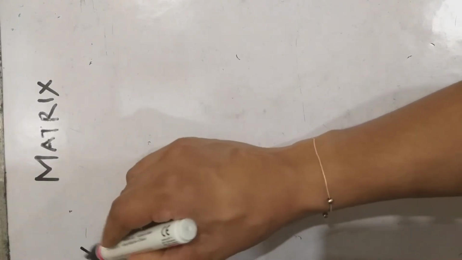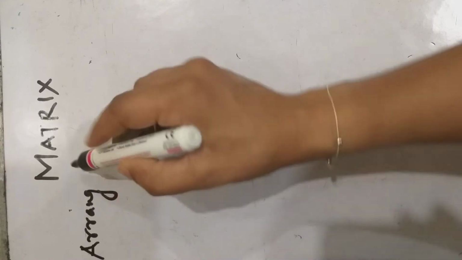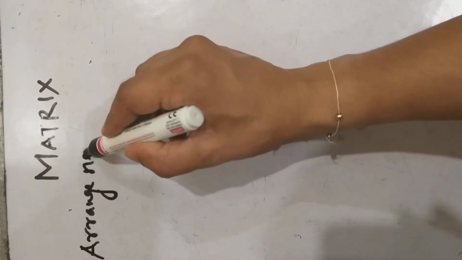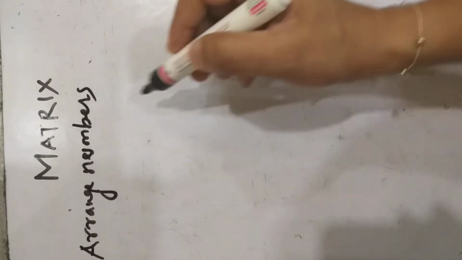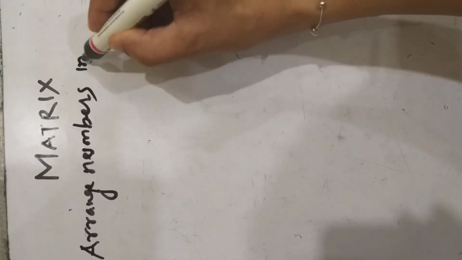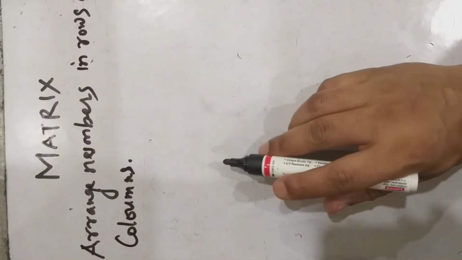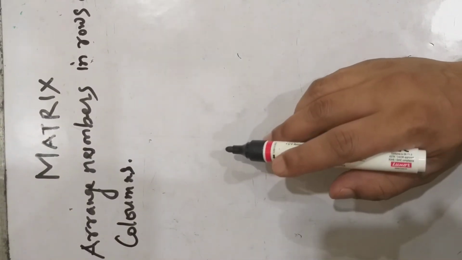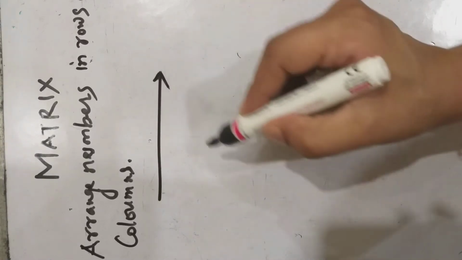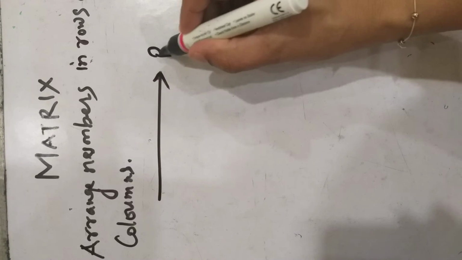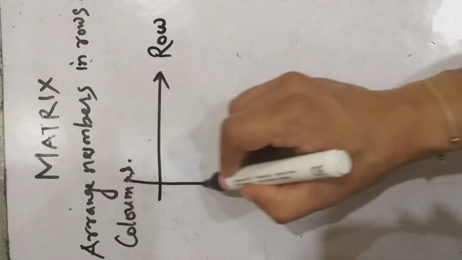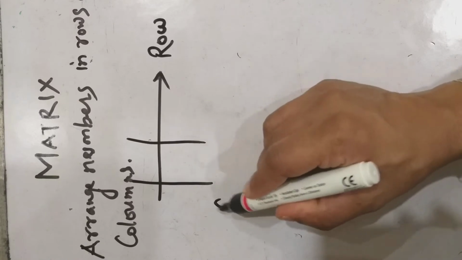Now, what is a matrix? It is nothing but an arrangement of numbers in rows and columns. Now the question comes, what is a row? If you have a horizontal arrangement, then that is a row. If you have a vertical arrangement, then this is a column.